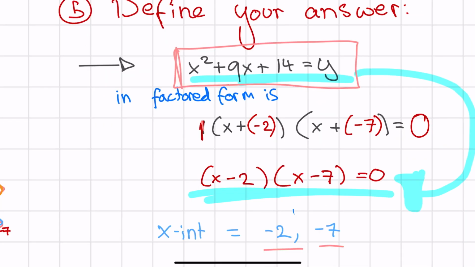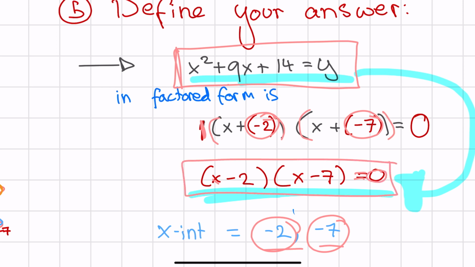Then what we could do is we could say that a is 1. We fit in our x-intercepts, or our roots of the equation, which are minus 2 and minus 7, we fill them in, and then we simplify that again as x minus 2 and x minus 7 equals 0. So this is a simplified version of the factored form, and these are the two x-intercepts.